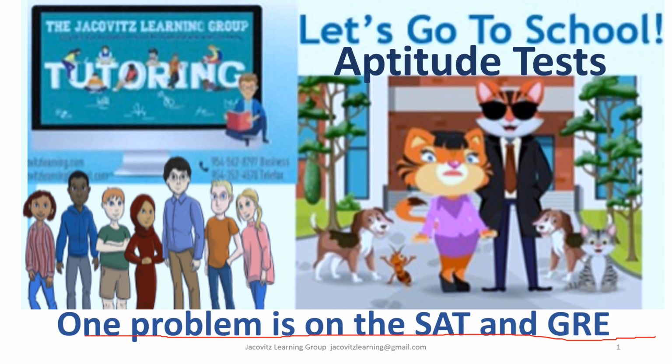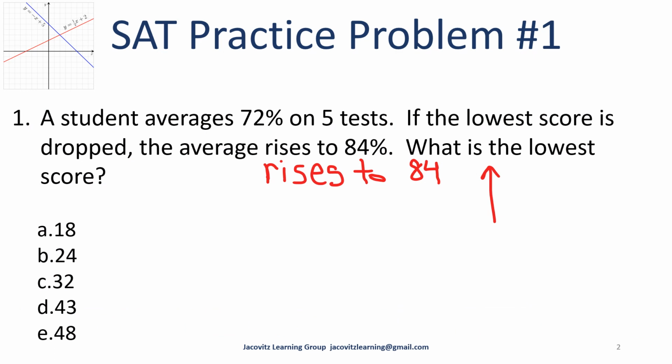So let's move on. Okay, this one was straight from the SAT. Student average is 72% on a test. If the lowest score is dropped, the average rises to 84%. What is the lowest score?